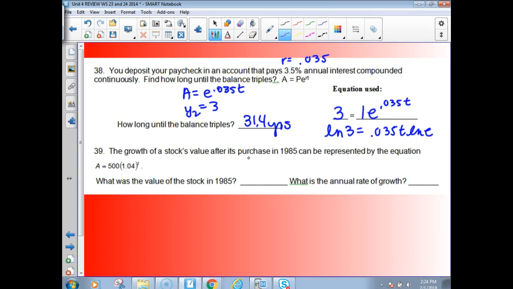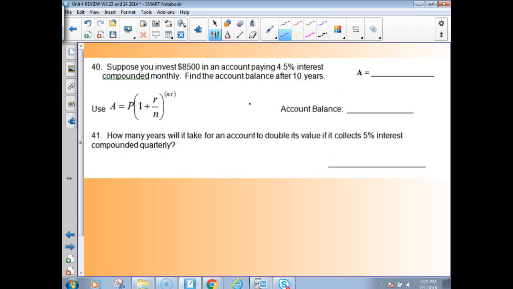Okay, growth of a stock's value after its purchase in 1985 can be represented by this following equation. From looking at that equation, what was the value of the stock in 1985? Well, that's your initial amount, or P, $500. And the rate, careful, it's not 1.04, because 1 plus R is equal to 1.04. If you subtract 1, 0.04 is your R, and that represents a growth rate of 4%. Okay, do you want to write it as a percentage? I still need this.